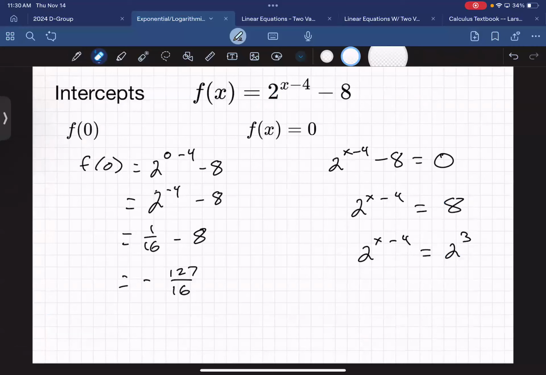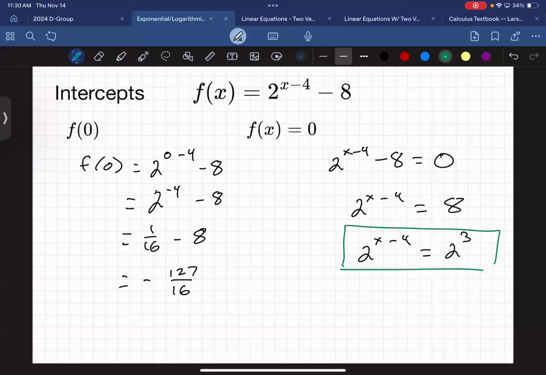But what I want you to see here is that because we know something is one-to-one, when we get to this situation, if we can ever make both sides have the same base, and they're one-to-one, what else must be true? If the bases are the same, the only other part we have is the exponent. What must be true about the exponents? They have to be the same, right?